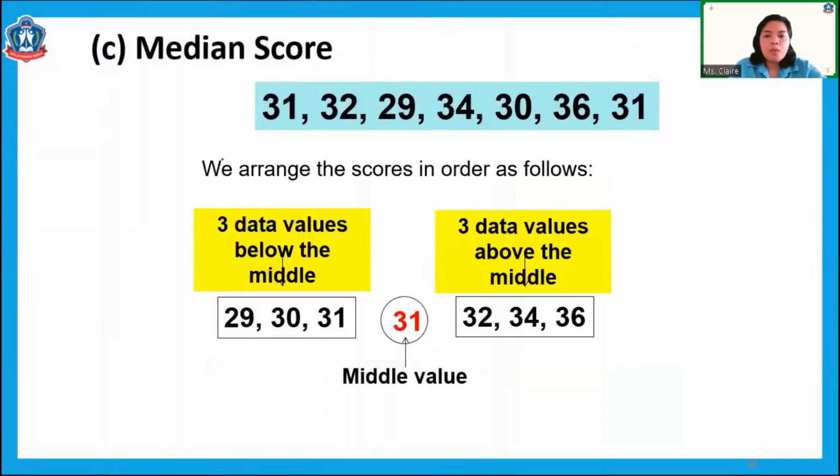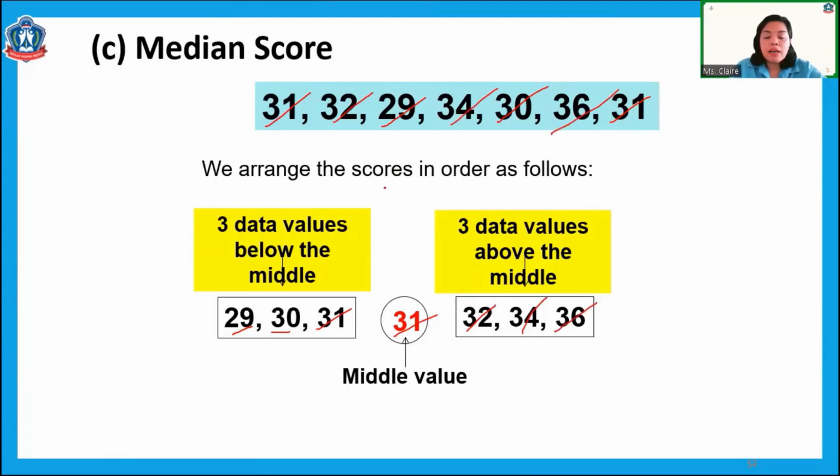Okay, take a look. When we arrange them, the smallest is 29, then 30, only one 30, then 31. So we have 31, right? Two 31s, this one and this one. We have 32, 32, we have 34, 34, and we have 36.